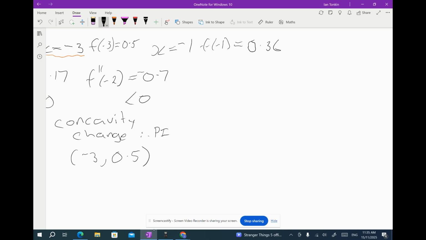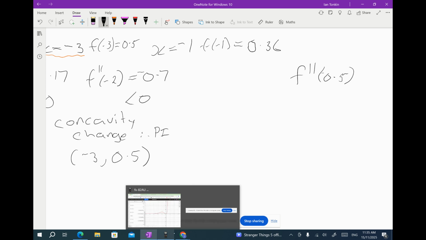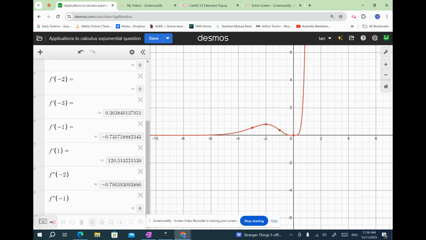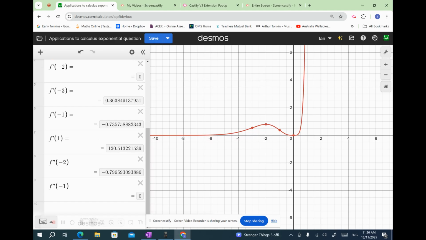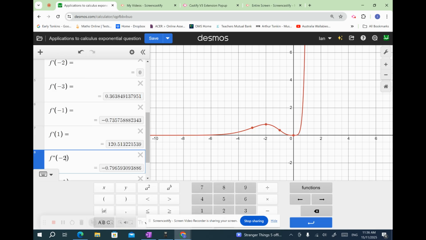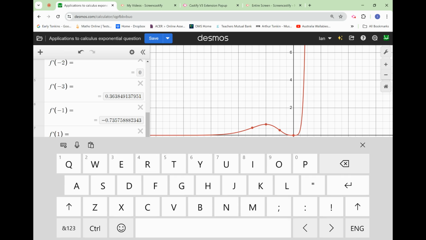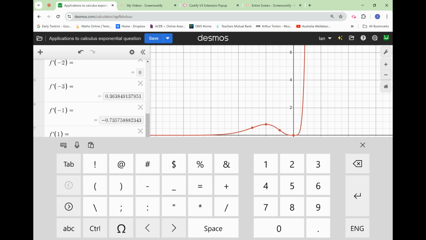Well, I've already gone to the left of -1 and shown that it's negative, so let's just go f double dash of 0. Oh no, we can't do that. If we do f double dash of 0, we'll get 0. So I have to go a little bit closer. So I'm going to go f double dash of -0.5. All right. So go back here. F double dash, delete it, and put 0.5.